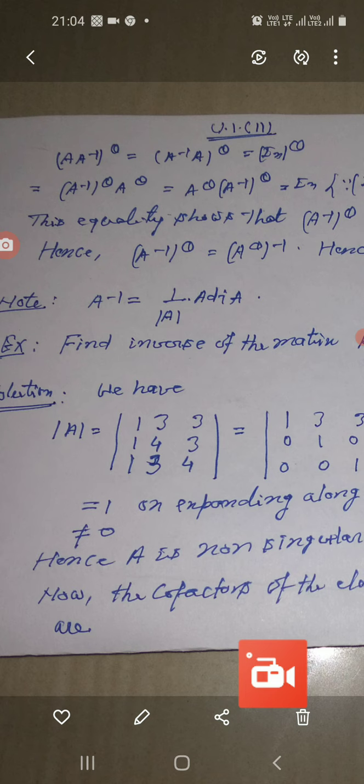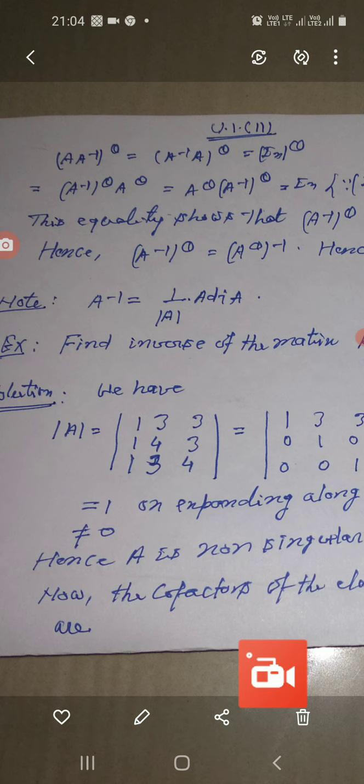Then we find the determinant with first row 1 3 3, and we subtract R1 from R2, and this gives the second row 0 1 0. Now subtract R1 from R3. You see this third row is 0 0 and 1.